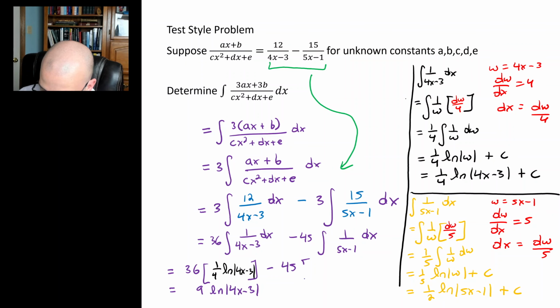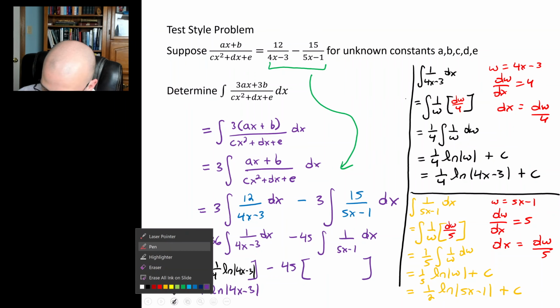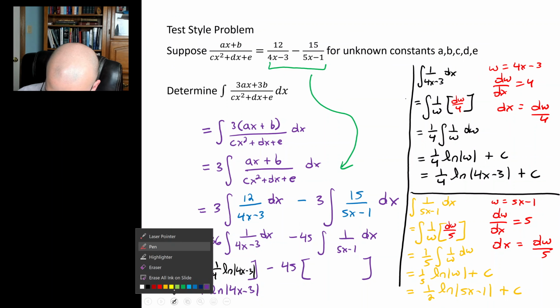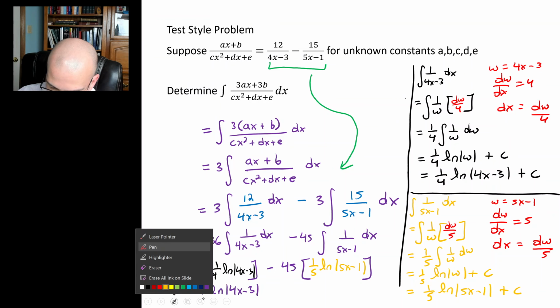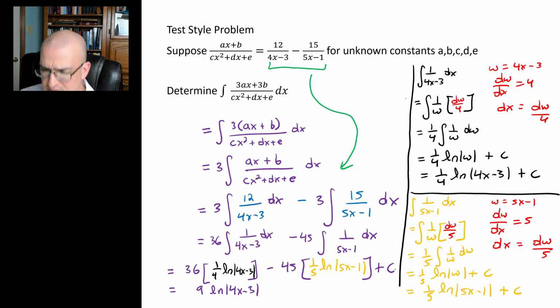Minus 45 times that thing, 1 over 5, not 1 over 2. Okay, so 1 over 5 ln absolute value of (5x - 1). Now each of these had a plus c, and I'm going to combine both plus c's together into one big purple plus c. And then I should simplify that last term. 45 over 5 is 9. 9 ln absolute value of (5x - 1) plus c.